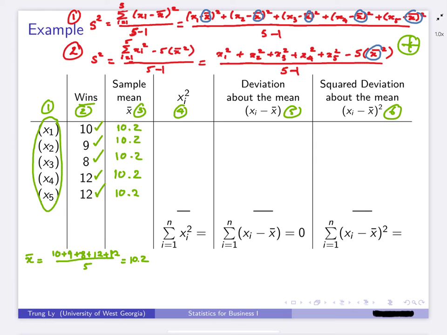Now in column 4, we have the column for xi square. So in this column, we want to square the observations. For the first observation, it's going to be x1 square, which is 10 square, which gives you 100. For the second observation, it's going to be x2 square, which is 9 square, that gives you 81. For the third observation, you have x3 square. The fourth observation is x4 square, and then the last observation is x5 square.